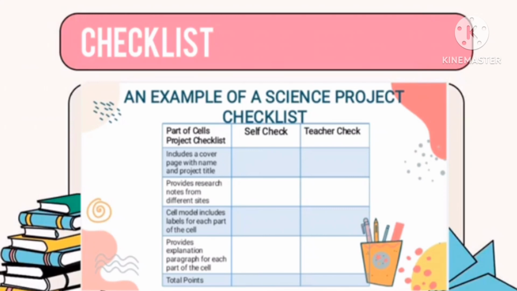So I have here an example of a checklist. You have to check if the individual has a cover page with the name and the project title. It is a self-check or a teacher check. Between a self-check and a teacher check, you have to check only one, whether the student is doing that or not.